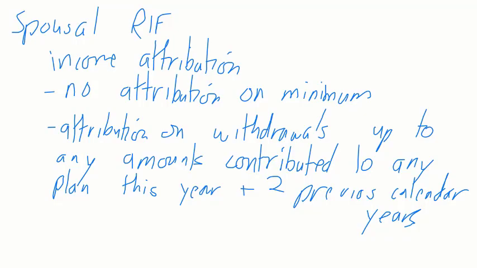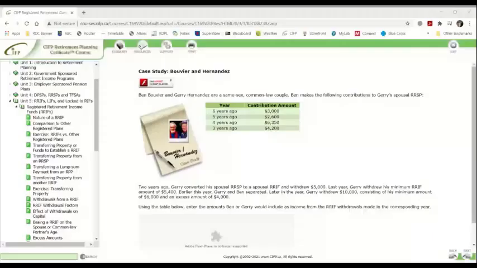So let's take a look at a question. This question is from the retirement planning course through CIFP. If you have the printed book, it's on page 316. So we've got Ben and Jerry, get it? Ben and Jerry. And they are making contributions to a spousal RSP. So Ben's making the contributions to Jerry's spousal RSP. So Ben is the contributor, Jerry is the spousal annuitant.